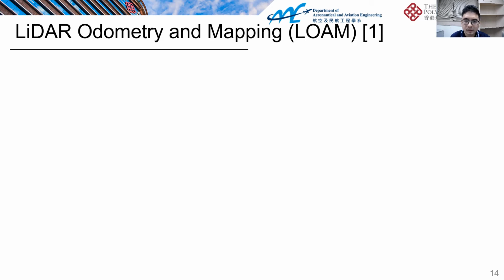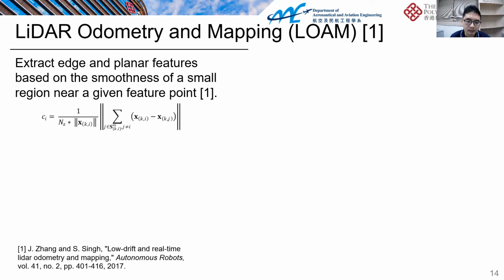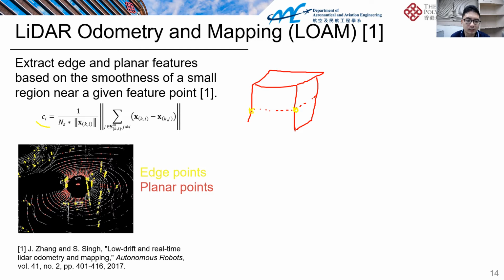Let's come to the second part, the LOAM. It's short for LiDAR odometry and mapping. First comes feature extraction, where we extract the edge and planar points based on the smoothness of a small region nearby. If you have a structure like this, the smoothness is small, which means it is a planar point. If it's an edge point, like this one, the smoothness, the c value, will be larger than normal. We can show an example running on our dataset. Something like this is an edge, and the ground is mostly planar points.